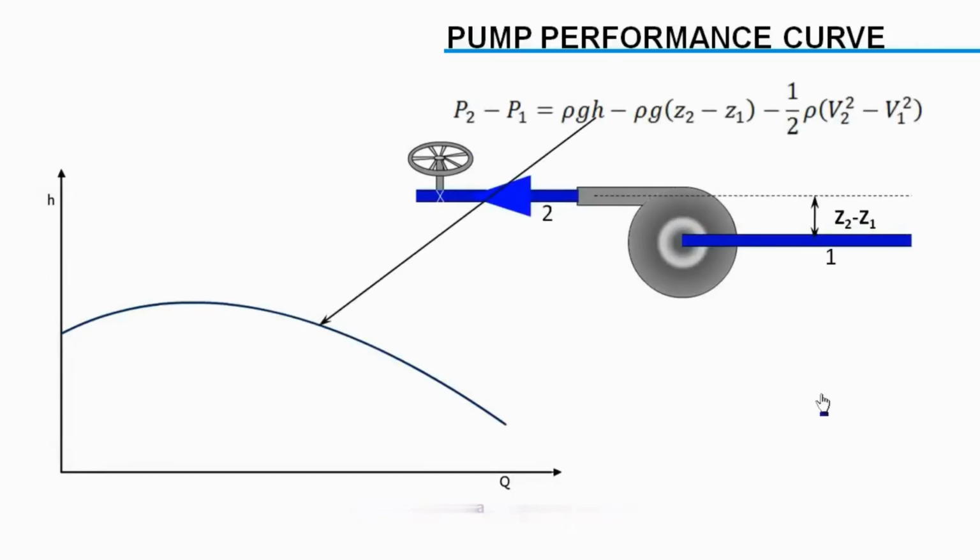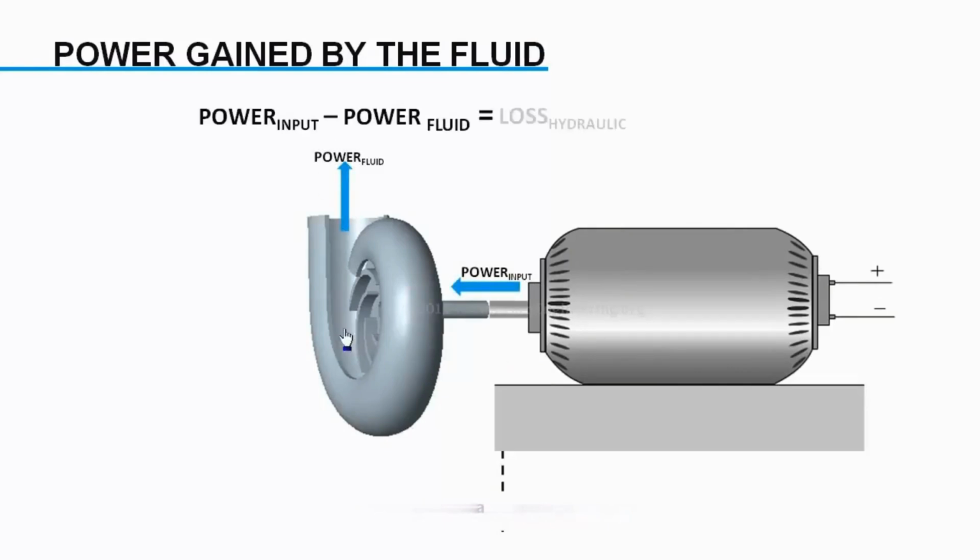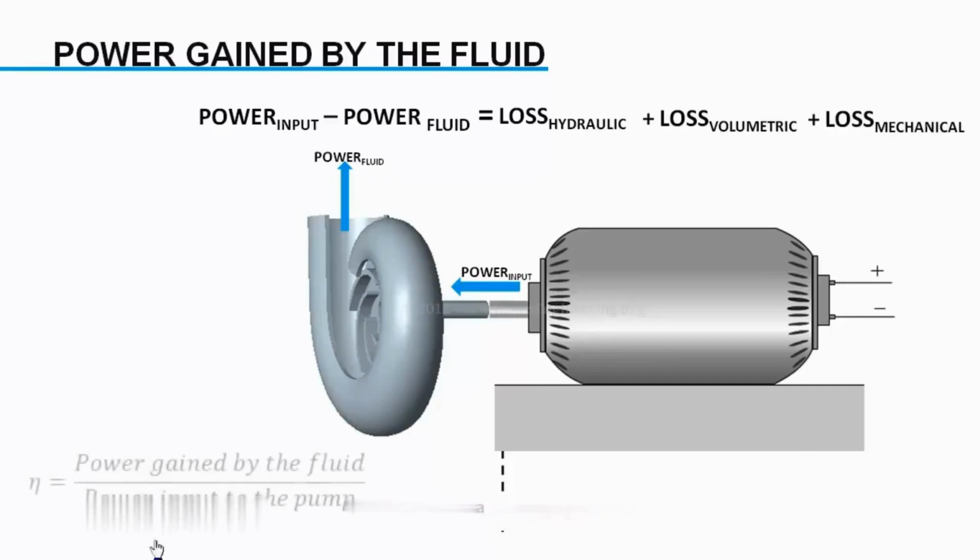Now, we will see how much power fluid is gaining from pump power input, or shaft power. Power gained by the fluid will be lower than the power supplied. One main factor is hydraulic loss, as we discussed. Other factors are volumetric loss and mechanical loss. So, efficiency of a pump can be defined as power gained by fluid by power supplied to the pump.